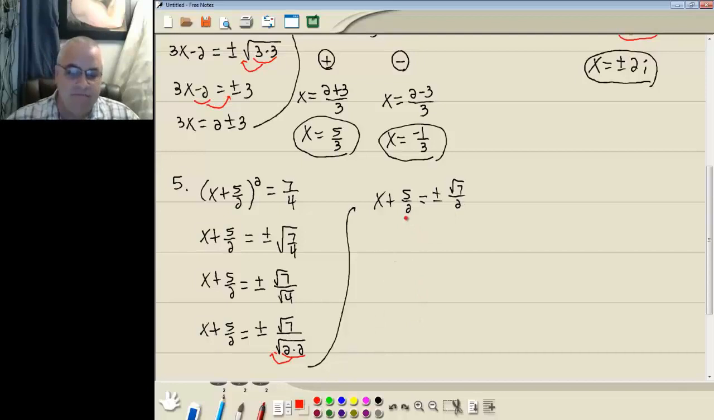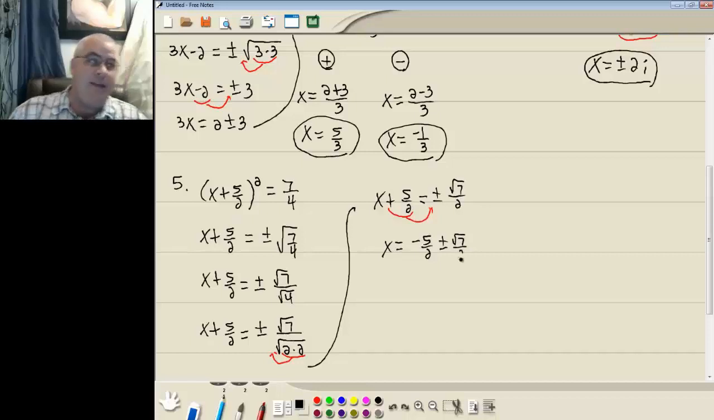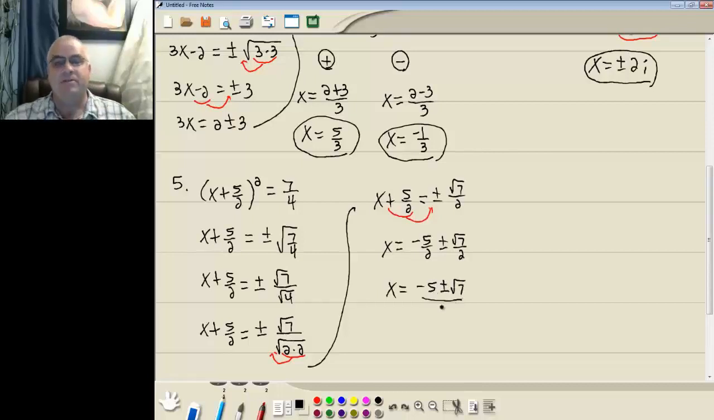Now our goal is to get the x by itself, so I'm going to take this 5/2 and move it over. And we got x is equal to negative 5/2 plus or minus square root of 7 over 2. Typically simplified form, unless you have an imaginary part, an i, typically simplified form means merge into a single fraction. And especially these are so easy because they got the same denominator. So it's going to become negative 5 plus or minus square root of 7 all over 2. And that would be our answer.